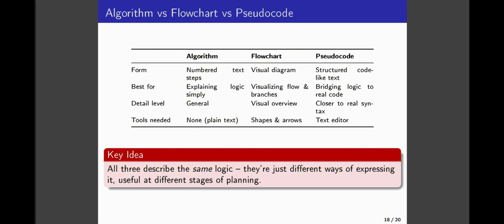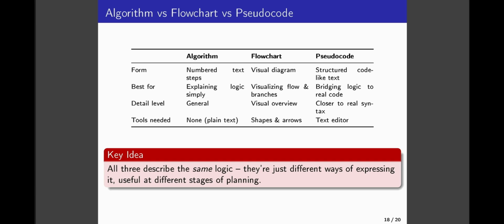So we learned three things: algorithm, flowchart, and pseudocode. At this point you might be wondering what the differences are, or whether these are all kind of the same thing. In terms of form, an algorithm is numbered text steps. A flowchart is a visual diagram and pseudocode is structured, code-like text. They are each best for different things. An algorithm is great for explaining logic simply. A flowchart is best for visualizing flow and branching. And pseudocode is best for bridging that logic into real code.